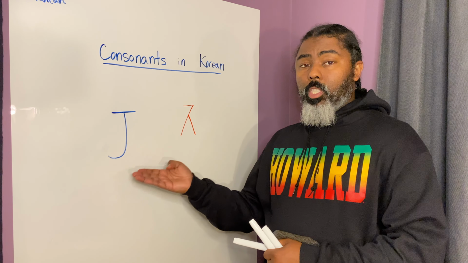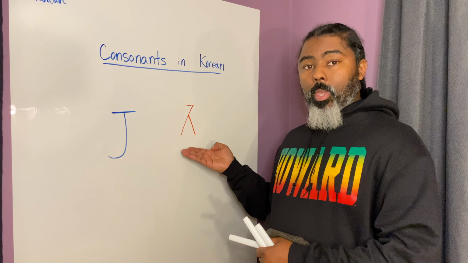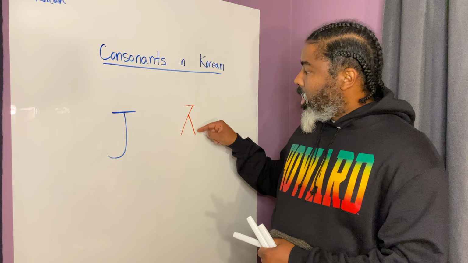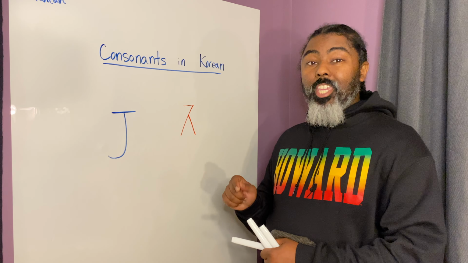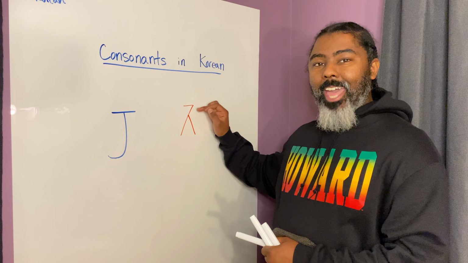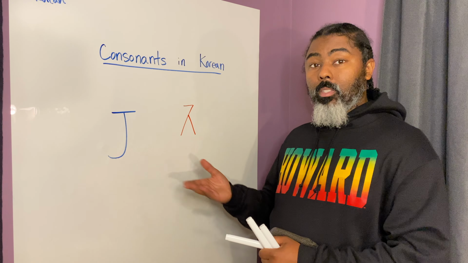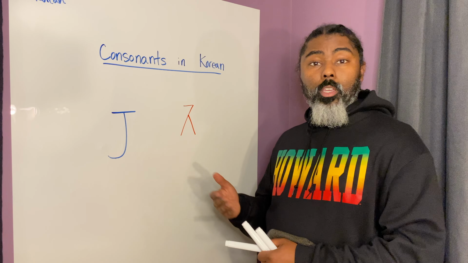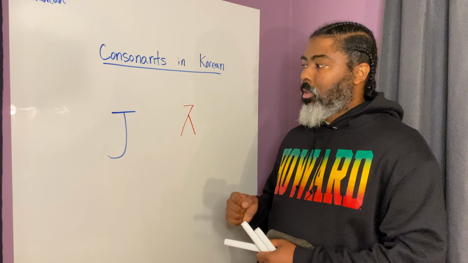In English, this is the J. In Korean, Jiyut. The Jiyut looks very similar to the Shiyut, except it has this little hat. The sound is J, just as J, as in jam, as in joke.